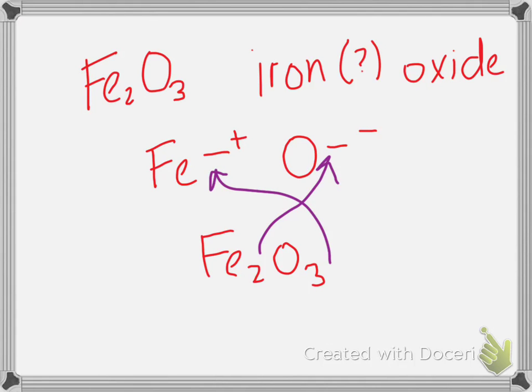So now we know that this was iron what? This is iron 3 oxide. And we have to look at that oxygen. Is oxygen normally 2 minus? Yes. So we know this is right. There wasn't any simplification involved. So this is iron 3 oxide.